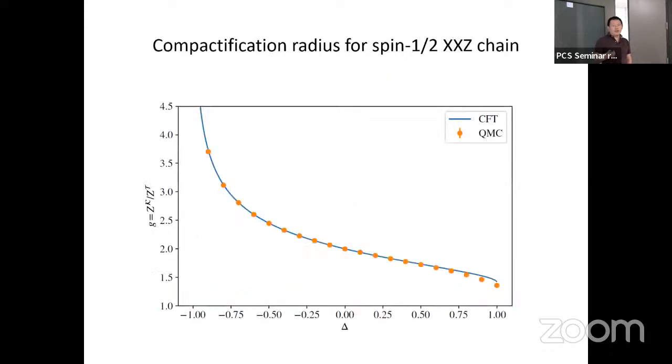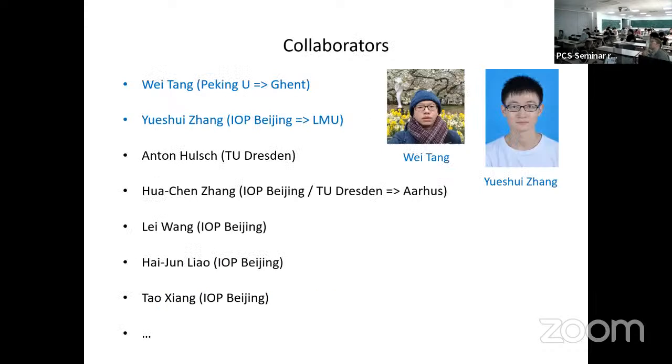For that case, this shows the spin one-half Heisenberg XXZ chain, where delta equal to one is the Heisenberg point where you have a marginal term. This model is also nice in the sense that you have exact results for the compactification radius as a function of the parameter. Then we calculated this ratio using Monte Carlo, and it agrees quite well with analytical results up to the Heisenberg point where you have a marginal term. So this was really calculated using Monte Carlo.